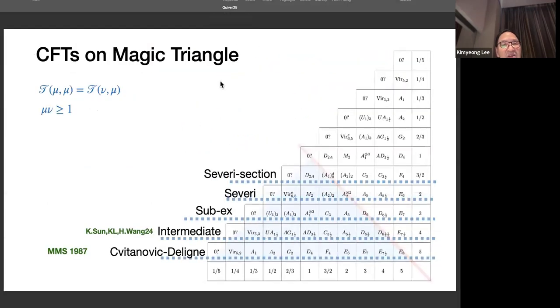Now, conformal field theory on these magic squares or VOAs has been named. This Freudenthal-Tits series and this intermediate exceptional series, which we identified and studied last year. And then the sub-exceptional series, the Cvitanovic series, and the Cvitanovic-Deligne series. I think this is just a series in terms of Lie groups, not in terms of VOAs. And they discovered this series for some reasons.